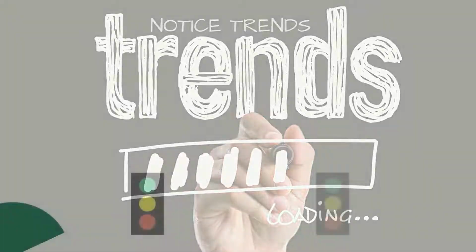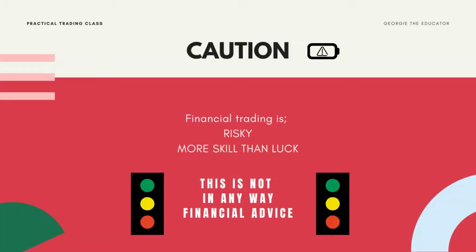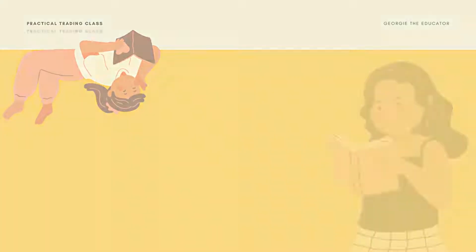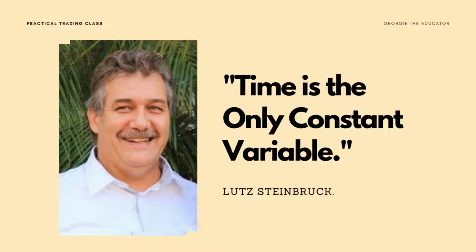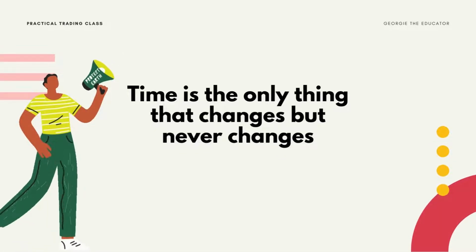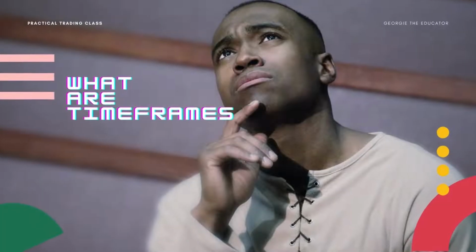It is, however, good to remember that financial trading is risky. It is more skill than luck, and this is not in any way financial advice. This is strictly for learning purposes. And today's quote goes, "Time is the only constant variable." And this is a quote by Lutz Steinbrook, and he implies that time is the only thing that changes but never changes. Paradox.